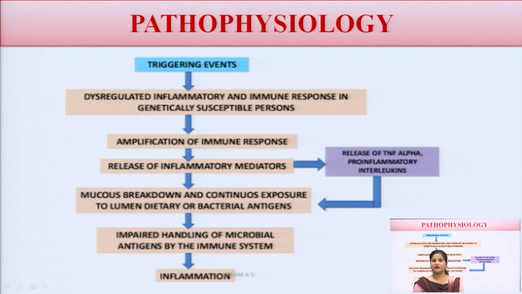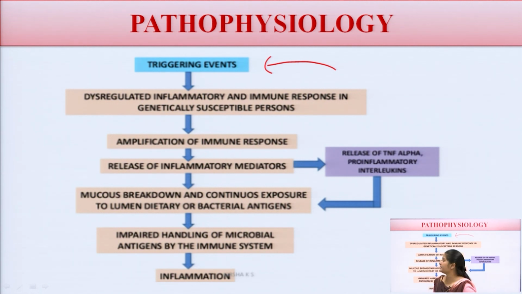Now, if we talk about the pathophysiology behind this kind of disorder, just like IBD, ulcerative colitis, or Crohn's disease. So, first is the triggering events. What do you mean by triggering events? Triggering events means there are some events which cause the inflammation. There are some causes which cause the inflammation.